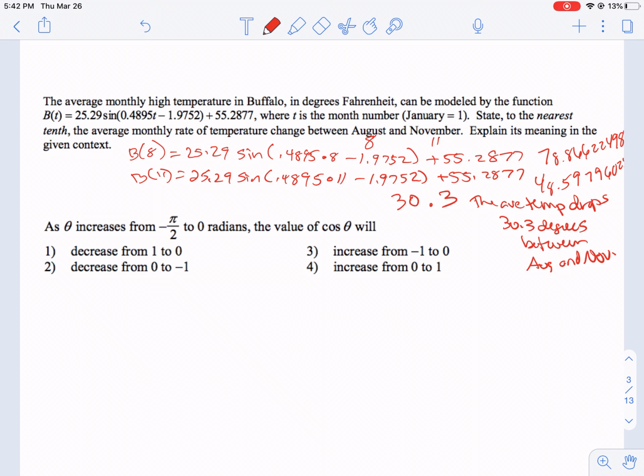As theta increases from negative pi halves to 0 radians, what will the value of cosine do? Here's 0 radians, negative pi halves. Remember, we go clockwise for negative degrees. So they want to know what happens to the cosine value. At negative pi halves, the cosine value is 0, and at 0 radians, the cosine is 1. So going from negative pi halves to 0, your cosine is going to travel from 0 to 1, which is choice number 4.